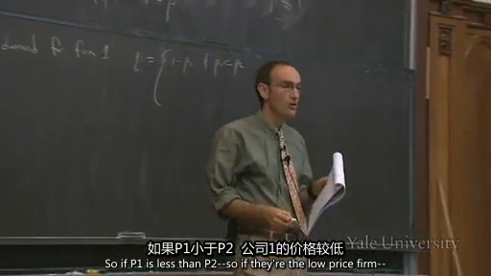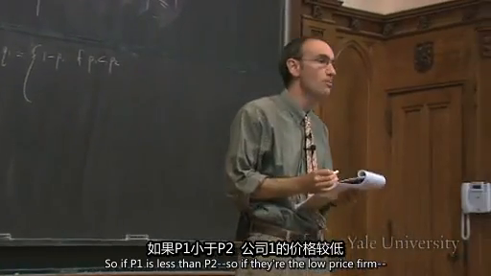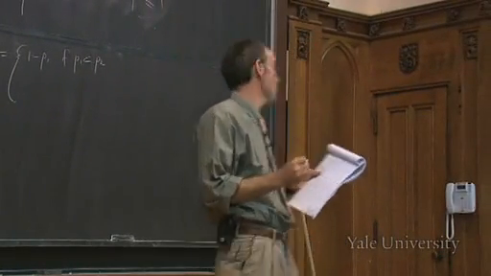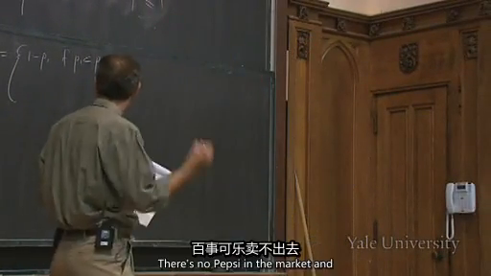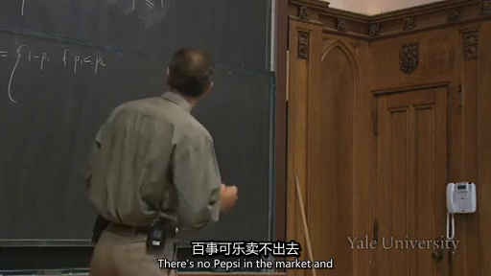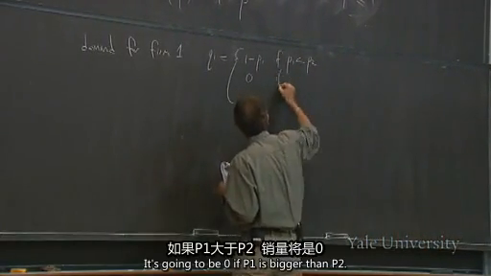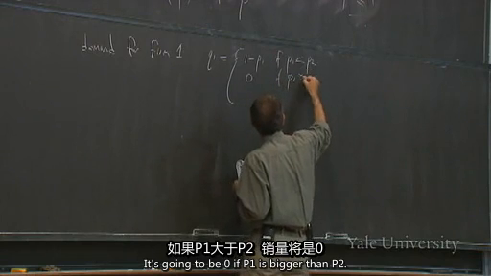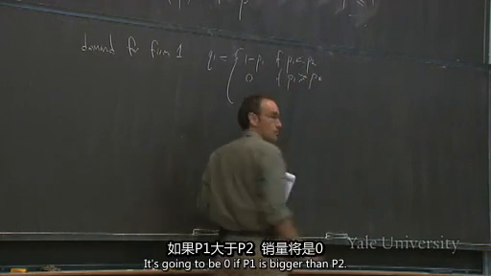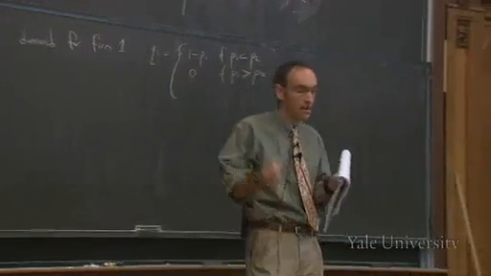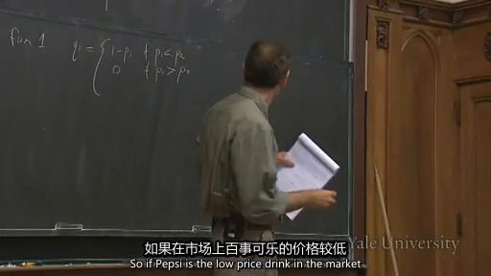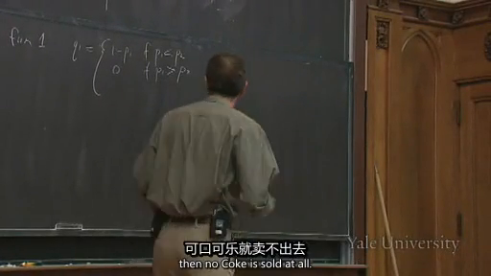So if Coke is the low-price firm, only Coke sells in the market, there's no Pepsi in the market, and 1 minus P1 quantity of Coke is sold. It's going to be 0 if P1 is bigger than P2. So if Pepsi is the low-price drink in the market, then no Coke is sold at all.